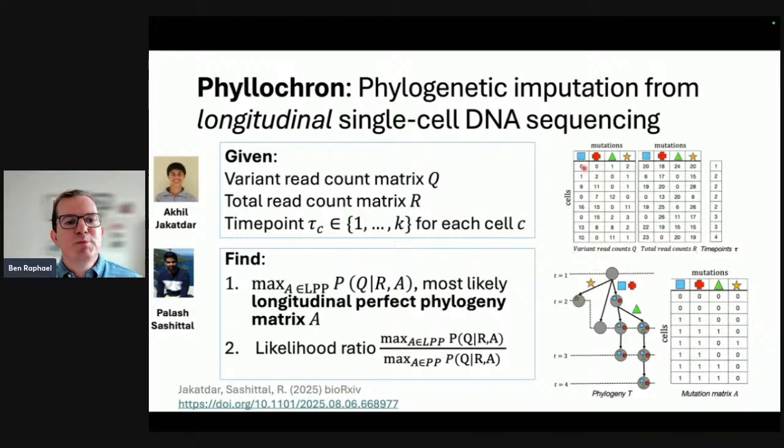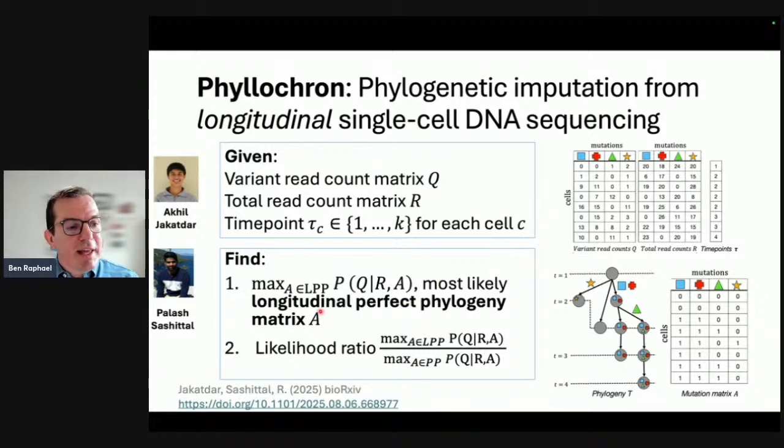Okay, so this blue mutation in this first cell, there were 20 reads that covered the location of the genome where the blue mutation would be, but none of them had the blue mutation, right? So it seems like maybe the blue mutation is not present in that cell. All right, so these are the total read counts and the variant read counts.